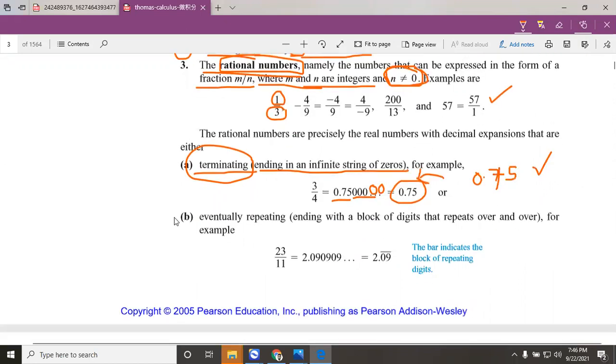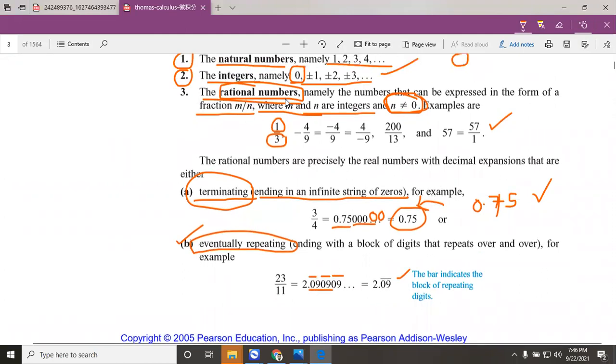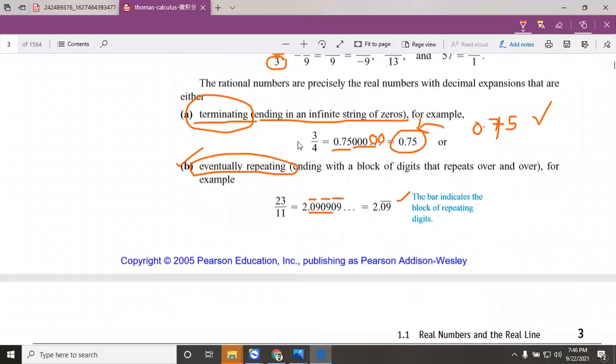Okay. And for B, we got 2.090909. Okay. So we are getting an infinite number of 090909. Or that is called an eventually repeating number. This 09 is repeating so many times. So this is also another rational number.